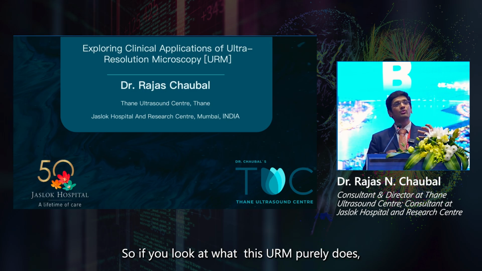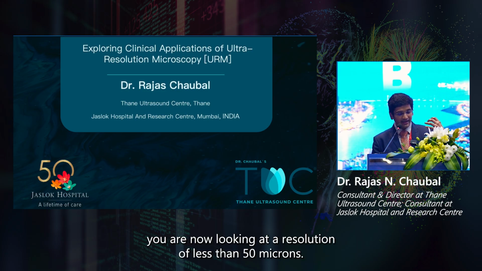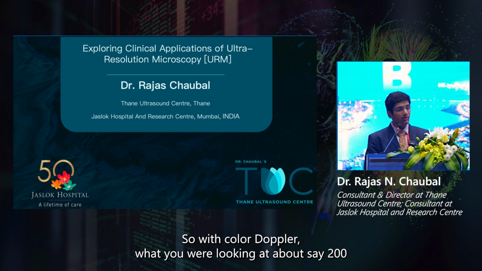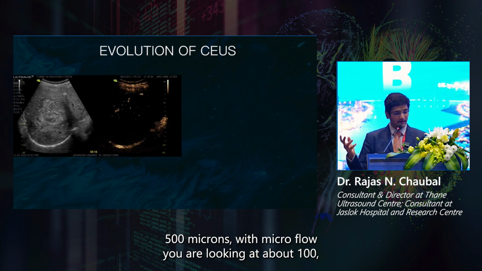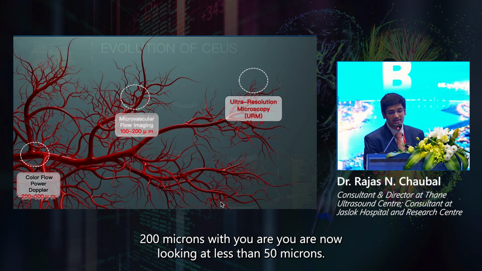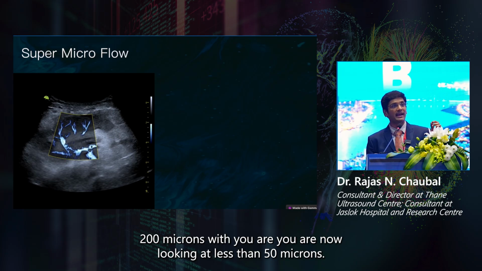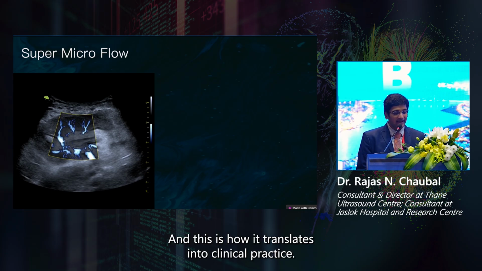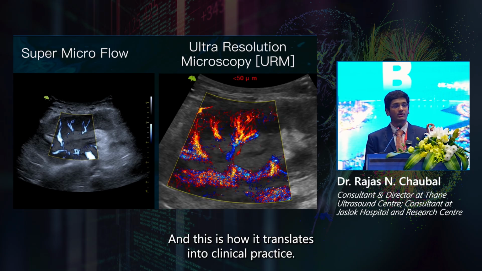So if you look at what this URM really does, you are now looking at a resolution of less than 50 microns, right? So with color Doppler, what you were looking at about, say, 200, 500 microns. With microflow, you're looking at about 100, 200 microns. With URM, you're now looking at less than 50 microns. And this is how it translates into clinical practice, right?